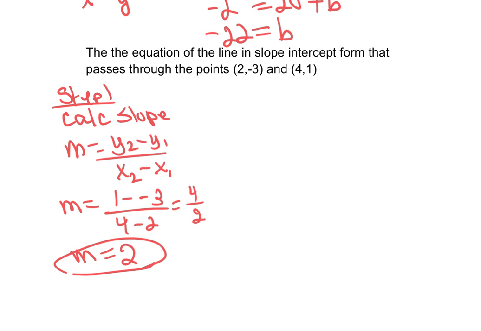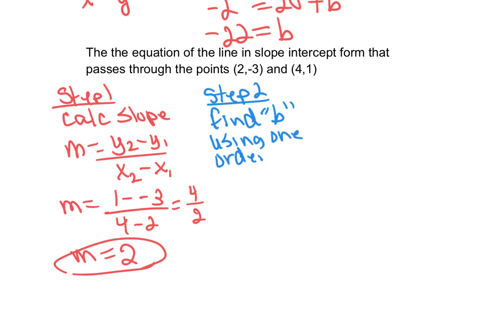Step 2 is we are going to find our y-intercept, which is b, using one of the points and the slope. So we're going to find b using one ordered pair and the slope we just found.